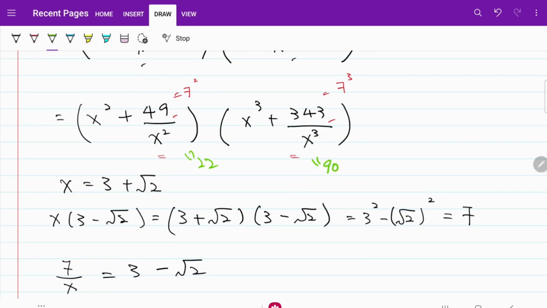In other words, we're ready to calculate the final answer, which happens to be equal to 22 multiplied by 90, which is supposed to be equal to 1980. And that's the final answer for today's question.